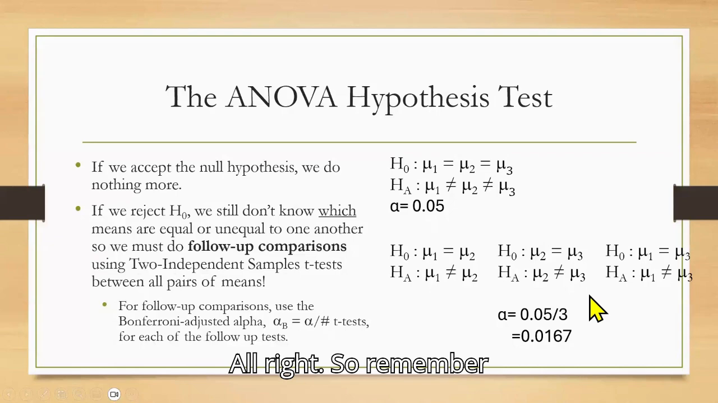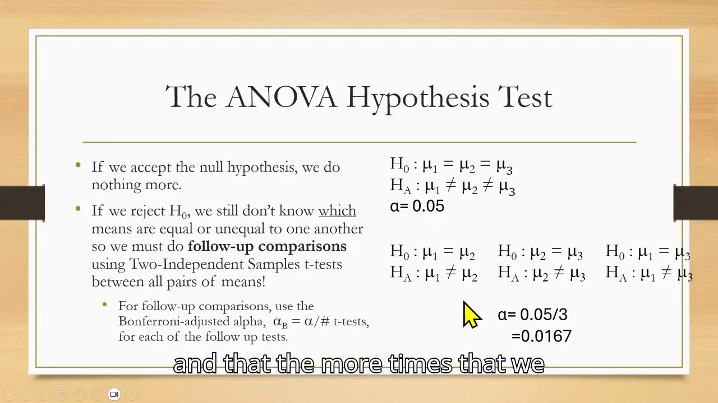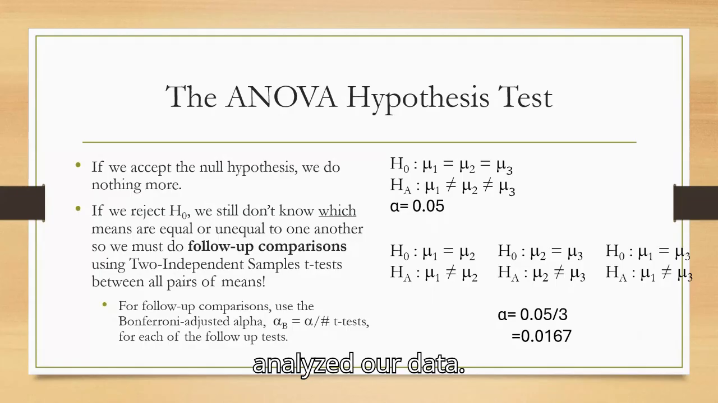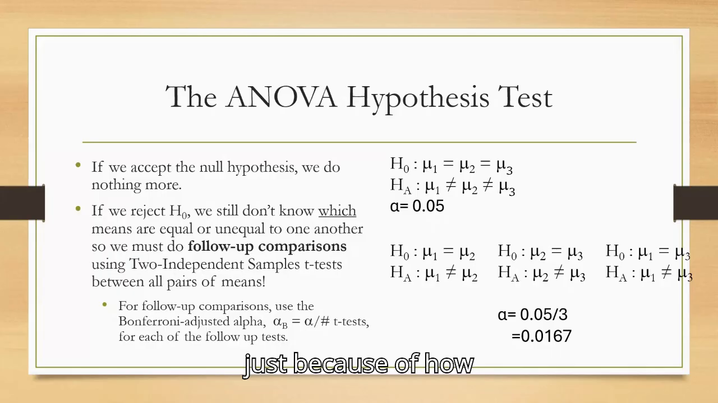All right, so remember that our p-value is a probability, and that the more times that we did an experiment, the more times that we analyzed our data, the more times we're going to get an error, right? So if we set our alpha level at 0.05 and we do a whole bunch of tests using alpha of 0.05, then at some point we're going to reject the null even if it's true, just because of how randomness works.